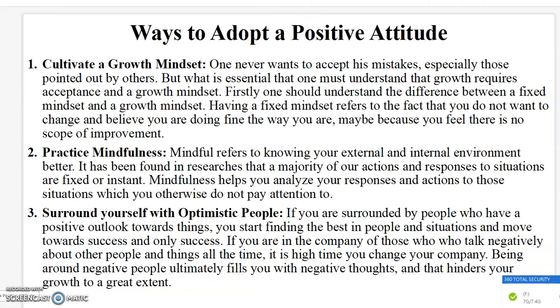And finally, I want us to look at the ways to adopt a positive attitude. How do we do it? How can we do it? 1, cultivate a growth mindset.